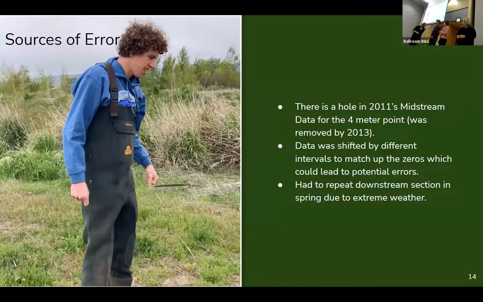Some of our sources of error were in our graph for the midstream. There was a hole that was removed by the 2013 group for unknown reasons, but our data was also shifted to match up our zeros. So it could have had a potential error because we shifted the zero so we could more closely see the relation between the years. We also had to repeat the downstream section, and that's why we had to do it in the spring, because there was extreme weather when we decided to do the downstream section.